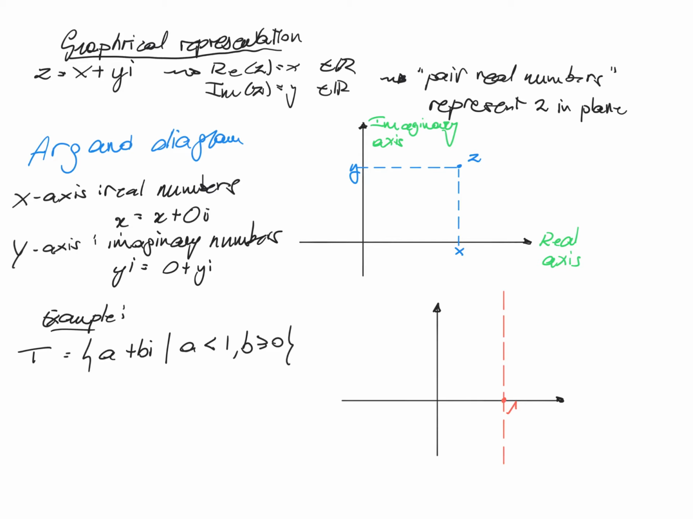And then the second condition, b is at least 0. So this means my second boundary will be the x-axis, but in this case the x-axis will be included because b can also be 0. And so we get the part which is indicated in red on the Argand diagram, which corresponds to all complex numbers that are in the set T.